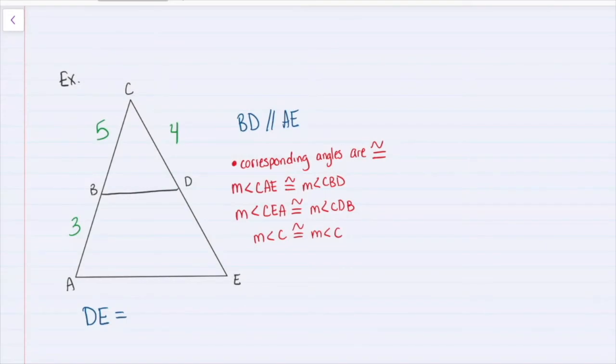Alrighty guys, we have another problem, but again, these are not parallel lines. Now we're talking about, well, technically they are, but now in the form of a triangle. So we know that BD and AE are parallel. BD and AE are parallel lines. That means that their lines are never going to touch.